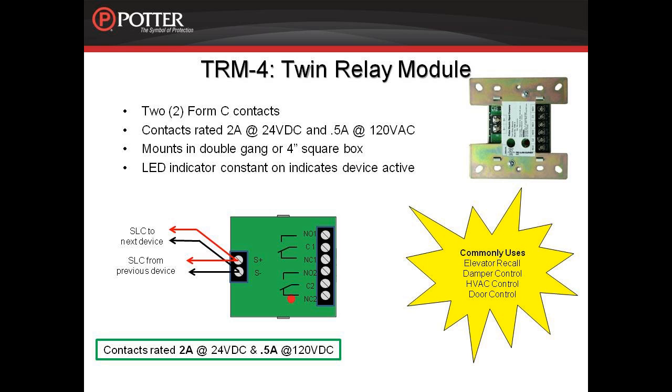The TRM-4 or Twin Relay module has two Form C relay contacts that can be programmed to activate through the panel's programming software. This device is commonly used in elevator recall applications, damper control applications, and air handler shutdown applications, as well as many others. The contacts activate simultaneously. The contacts are rated 2 amps at 24 volts DC and a half an amp at 120 volts AC. As you can see in the diagram, the SLC wiring is the same as the other modules. Remember to set the address for the TRM4 before connecting it to the SLC.